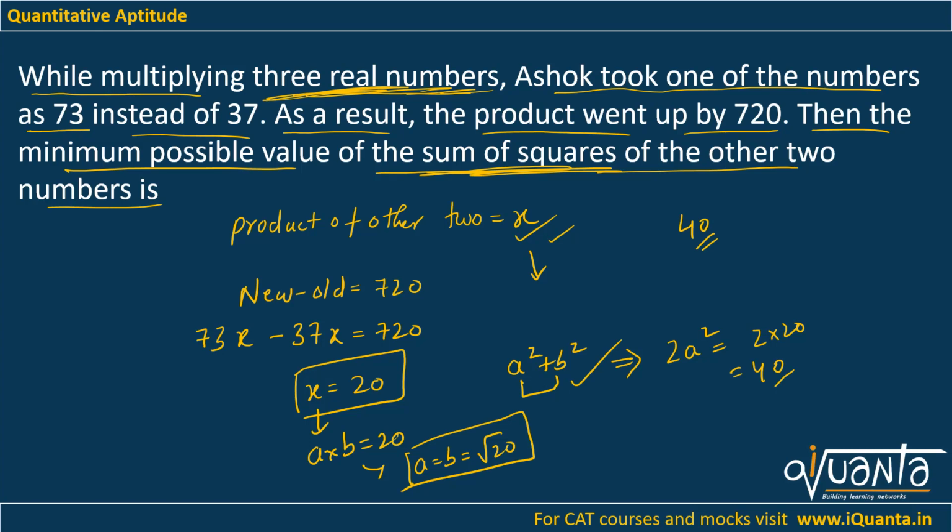If some of you are unable to understand why I took a equal to b, let me give you an example. What we are getting here is 40, right? If I take a and b as 4 and 5, then the sum of their squares will be 4 square plus 5 square, which is 16 plus 25, giving us 41. If you take these two numbers as 2 and 10, then 2 square is 4, 10 square is 100, so 104 will be the sum of squares.